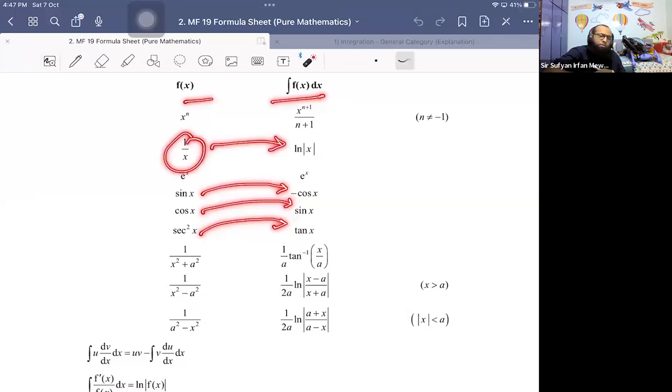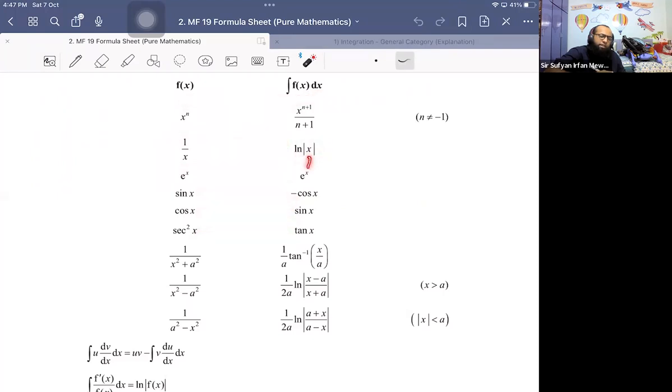It is the usual practice of the examiner that x is taken within the modulus sign. Why? Because even if x is negative, on the basis of this modulus, the negative number will become positive and then ln could be applied on that. So whenever the examiner is involving ln, he is writing the function within the modulus sign, the absolute value of that.